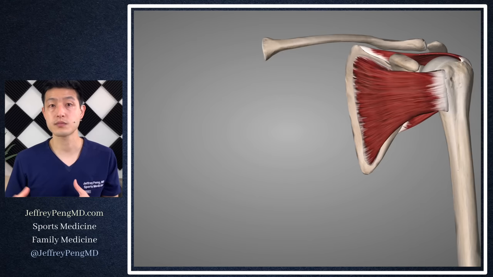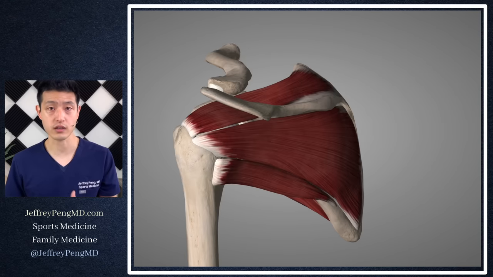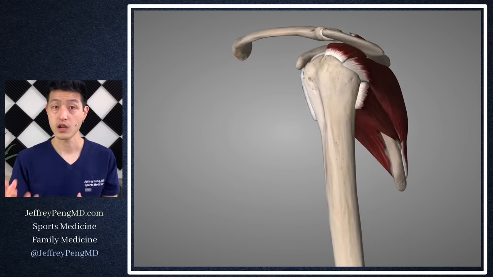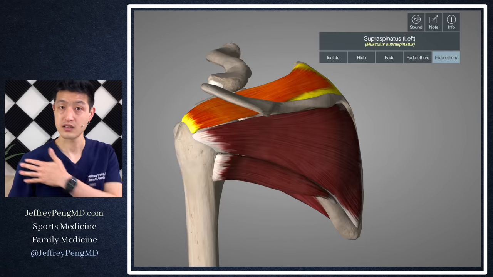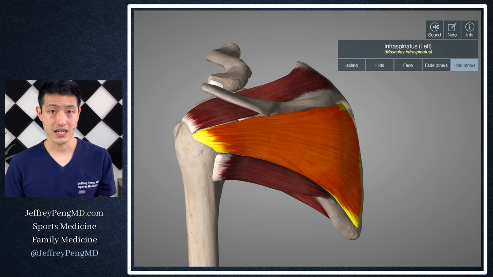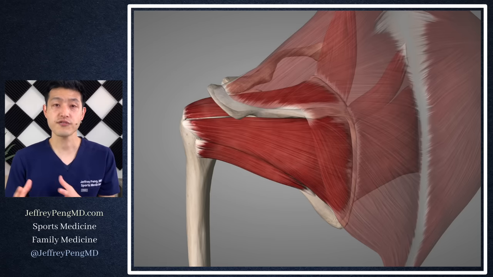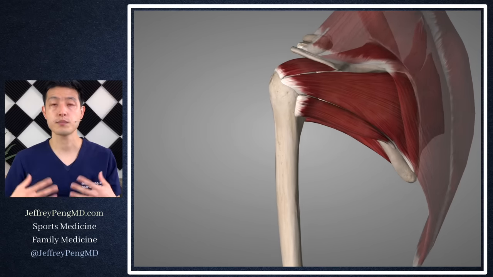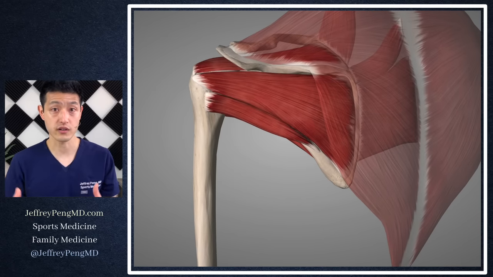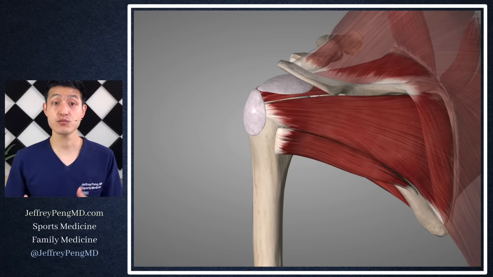Now, the most important set of muscles that help do this are the rotator cuff muscles, and we have four of them, one in the front and three in the back. And these are the subscapularis, the supraspinatus, the infraspinatus, and the teres minor. These four rotator cuff muscles, along with all the other scapular stabilizer muscles, help produce a nice smooth motion of the shoulder.